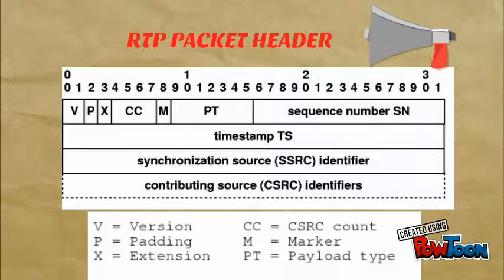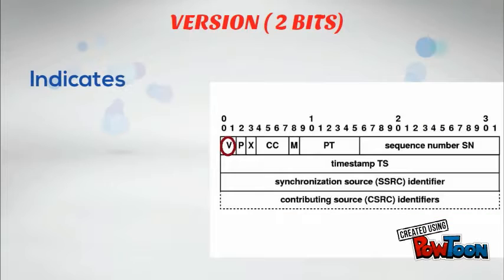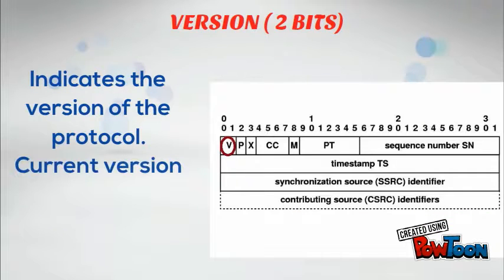The RTP header has a minimum size of 12 bytes. After the header, optional header extensions may be present. This is followed by the RTP payload. The first 12 octets are present in every RTP packet, while the list of CSRC identifiers is present only when inserted by a mixer. This field indicates the version of the protocol.